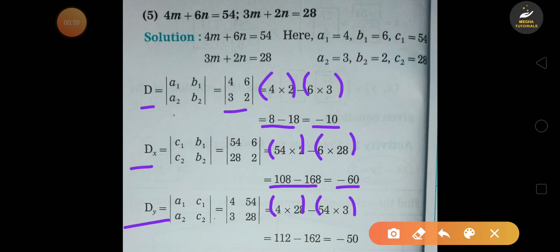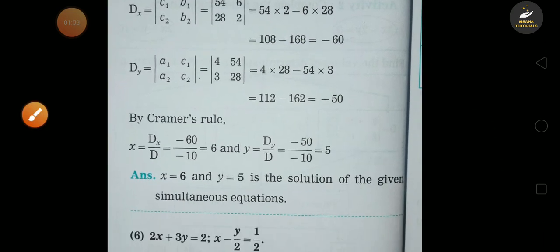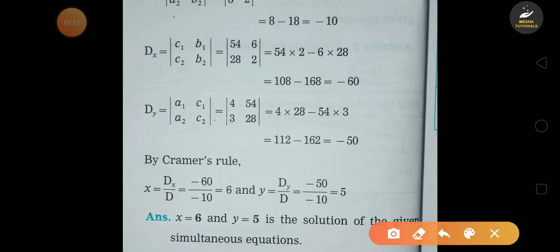minus 15. Then we'll find the values of x and y using Cramer's rule. So by Cramer's rule we can write x is equal to dx upon d is equal to minus 60 upon minus 10 is equal to 6, and y is equal to dy upon d is equal to minus 50 upon minus 10 is equal to 5. So the solution of the given equations is x comma y is equal to 6 comma 5.